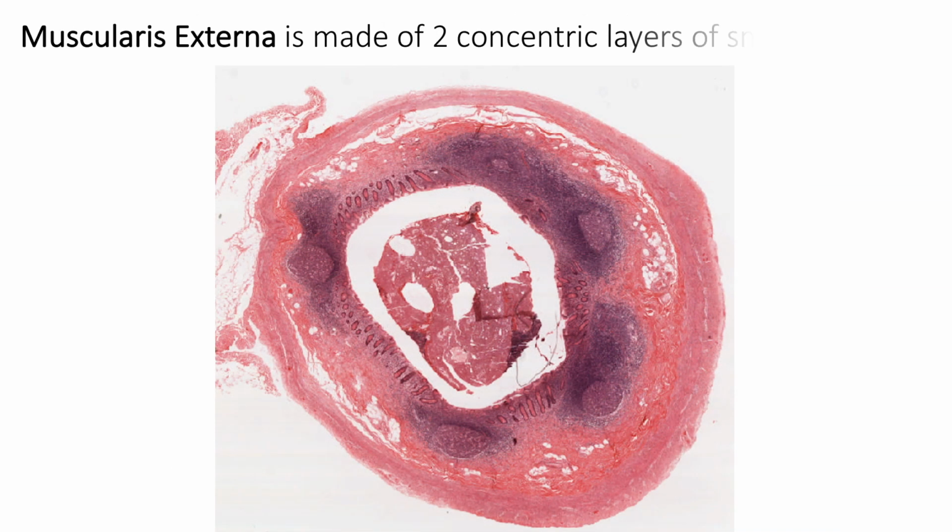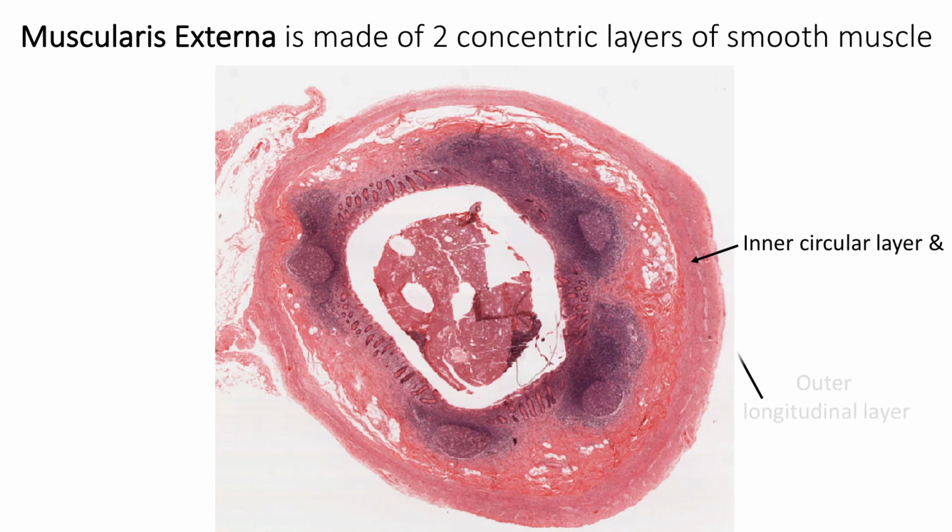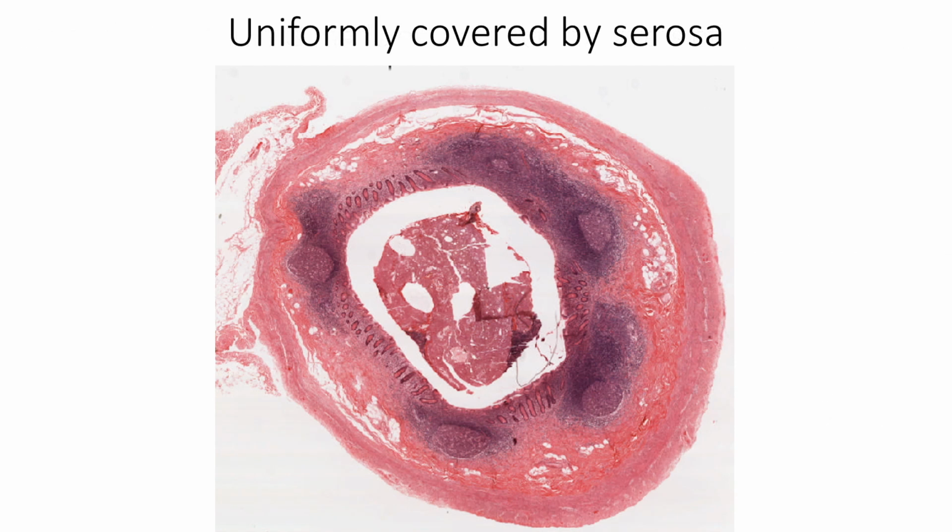Muscularis externa is made of 2 concentric layers of smooth muscle, a relatively thicker inner circular layer, and a thin, continuous outer longitudinal layer. Unlike in the rest of the large intestine, Taenia coli are not seen in case of appendix. Vermiform appendix is uniformly covered by serosa except at the site of attachment of mesoappendix.